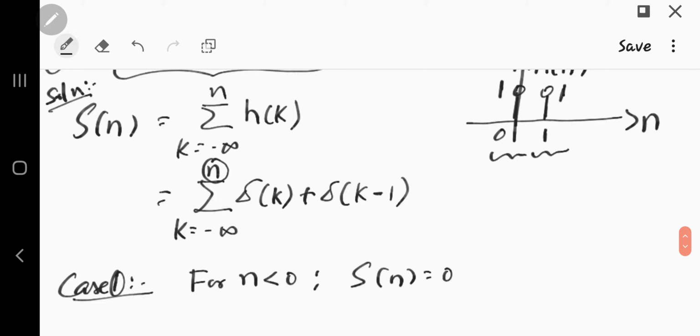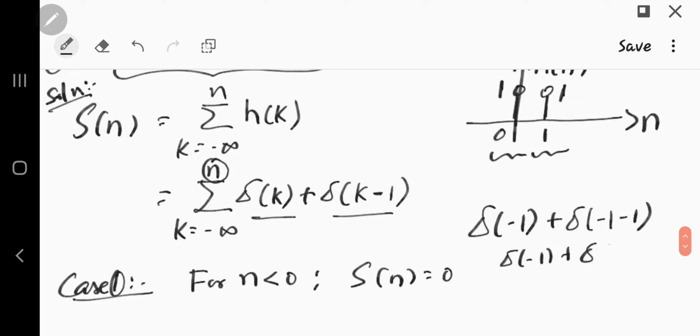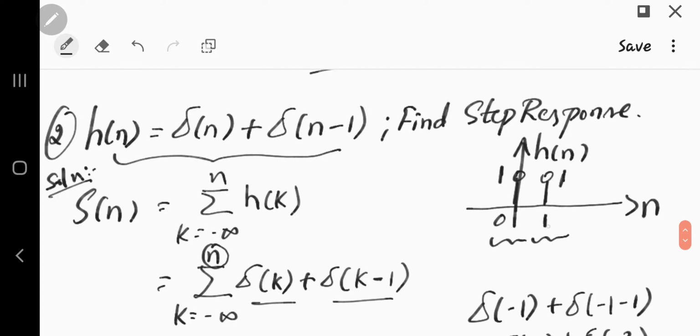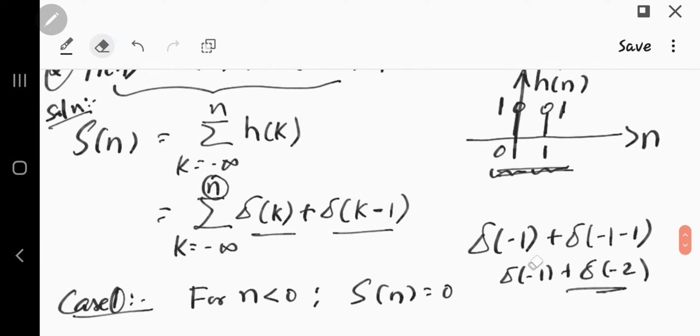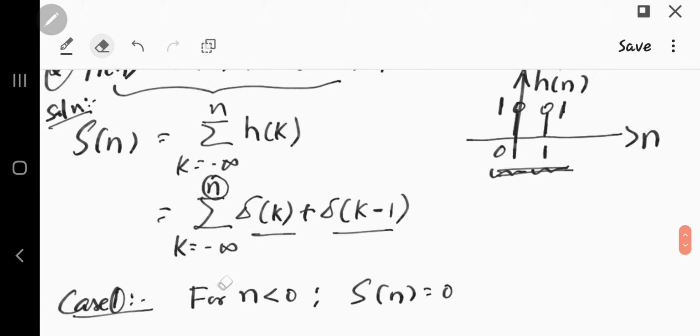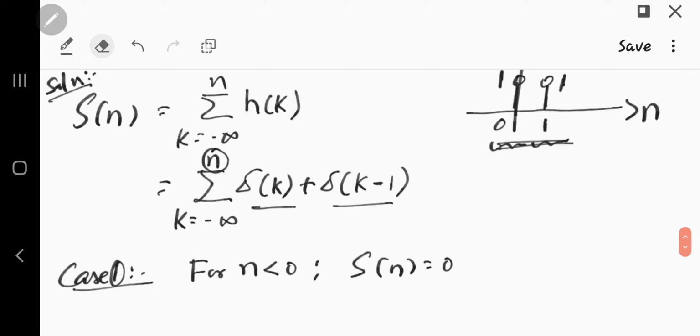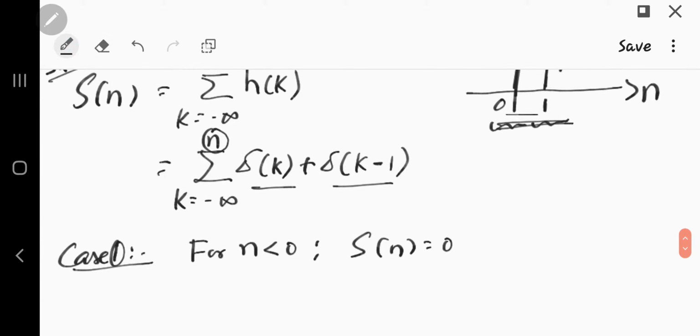You might be wondering why. Have a look here. If you take n less than 0, say if you substitute minus 1, your expression will be delta minus 1 plus delta minus 1 minus 1. So you will get delta minus 1 plus delta minus 2. As you can see, we have no signal here. So that's why your S of n will become 0. No signal means for negative values we don't have anything here. So if n takes a negative value, we don't have a signal here. Now the signal is present only for n is equal to 0 and n is equal to 1.